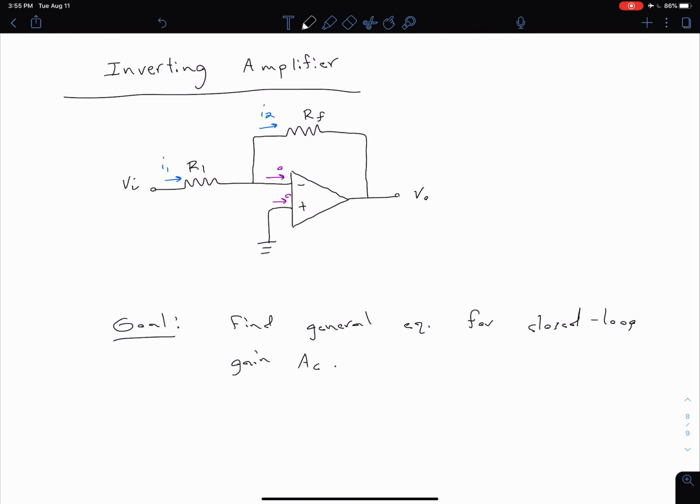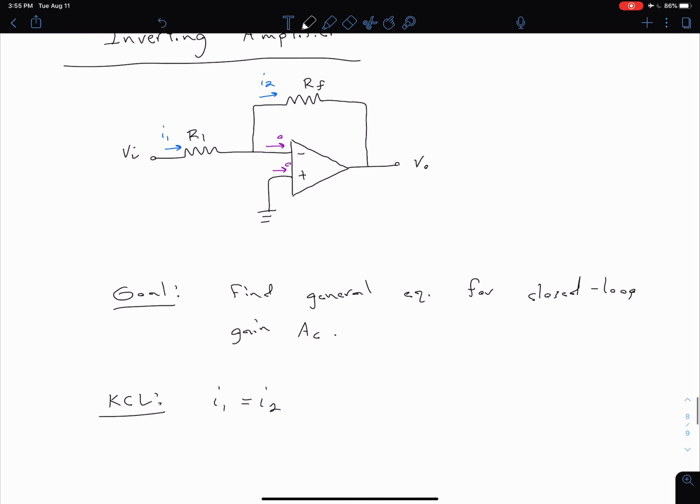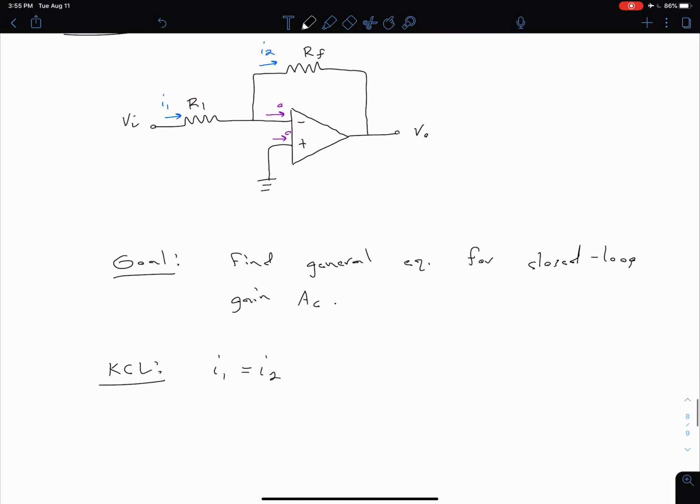Okay, so if we have I1 and I2, we can say from KCL, because we know that there is zero current into our ideal op amp terminals, that I1 is equal to I2. Now we're going to need to use our other property of our ideal op amps in order to find our relationship. We do that by remembering that our VD, our differential input voltage, is 0.